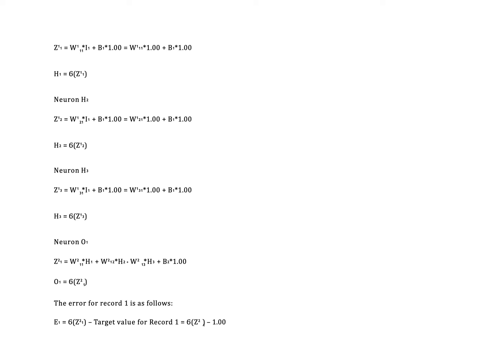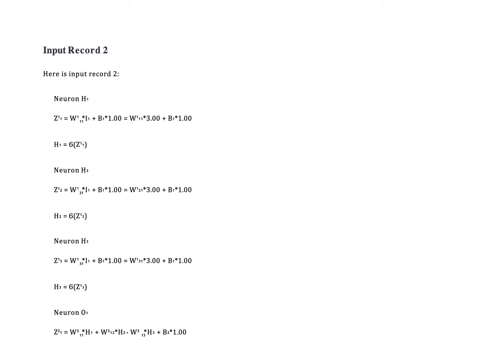Neuron H2: Z12 equals W121 asterisk I1 plus B1 asterisk 1.00, equals W121 asterisk 1.00 plus B1 asterisk 1.00. H2 equals Z12. Neuron H3: Z13 equals W131 asterisk I1 plus B1 asterisk 1.00, equals W131 asterisk 1.00 plus B1 asterisk 1.00. H3 equals Z13. Neuron O1: Z21 equals W211 asterisk H1 plus W212 asterisk H2 plus W213 asterisk H3 plus B2 asterisk 1.00. O1 equals Z21. The error for record 1 is as follows: E1 equals Z21 minus the target value for record 1, which is 1.00.